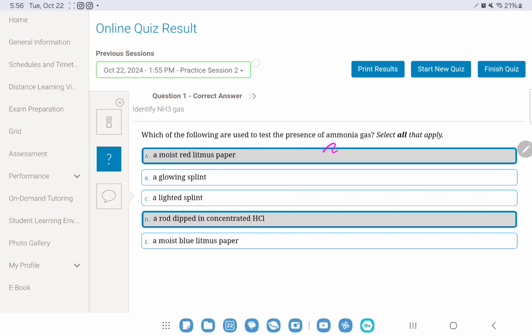So let's start. Which of the following are used to test presence of ammonia gas? Ammonia gas, which is NH3. So ammonia, we know it's a basic gas. If you read the topic 11 notes, it is gonna tell you that ammonia is basic. And if you want to find ammonia, you have to use a moist red litmus paper, because it's basic. It's gonna turn red litmus paper to blue.